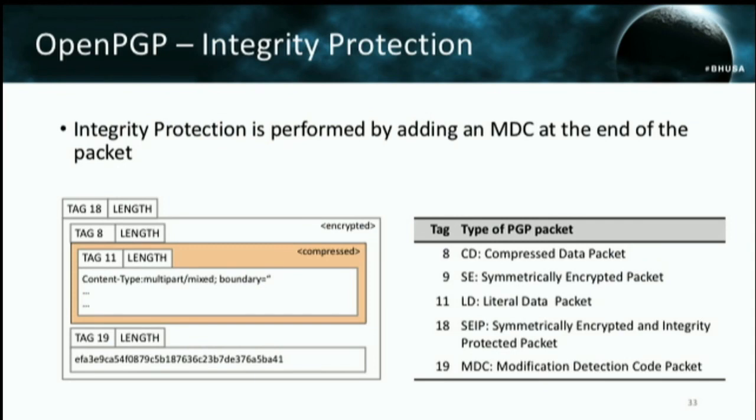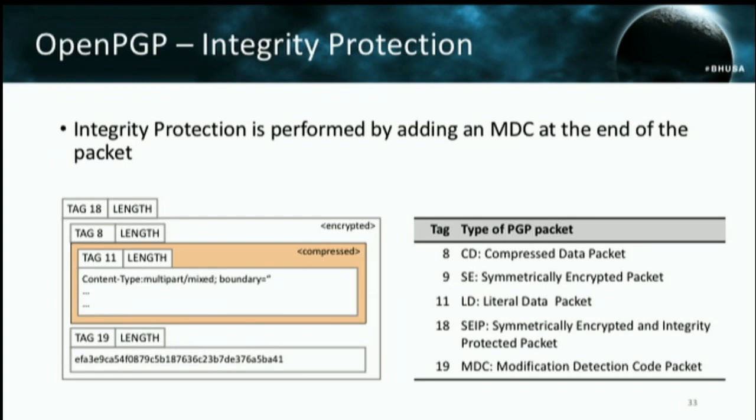PGP defines a packet format to structure its data, and we have a packet with the tag 18 called the symmetrically encrypted and integrity protected package. This package contains a compressed data package containing the literal data, and it also contains package 19, the modification detection code package, containing a SHA-1 hash sum to do modification detection. So we have basically had integrity protection in place since, I think, 2002. Before there was a symmetrically encrypted package, tag 9 here. That's still valid, but most of the clients don't use this anymore.